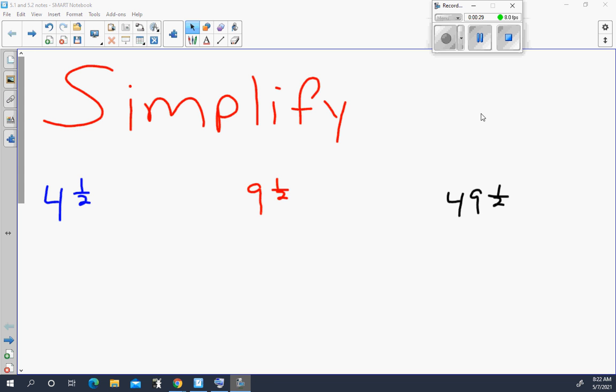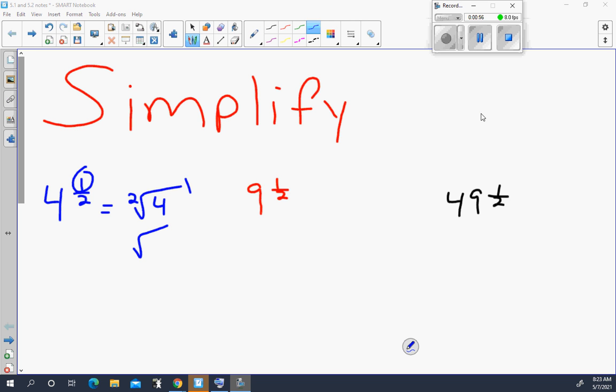Okay? Now, these are all to the 1/2. We can write these as radicals. 4 to the 1/2 is really equal to, if we throw this 2 right here, and that 4 underneath the radical to this power, 1, it's really just the square root of 4. We just never put the 2 there, but in a square root, that 2 is always there. What's the square root of 4? 2.